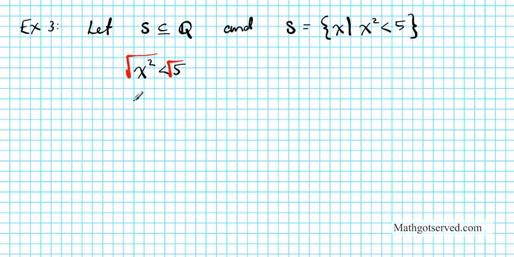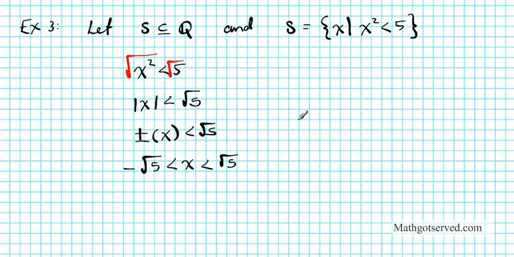And then we have absolute value of x is less than root 5. So that becomes like the other problem we just did. Plus or minus x is less than root 5. So we have negative root 5 is less than x, or x is less than root 5. These are the set of x's that satisfy this inequality right here.